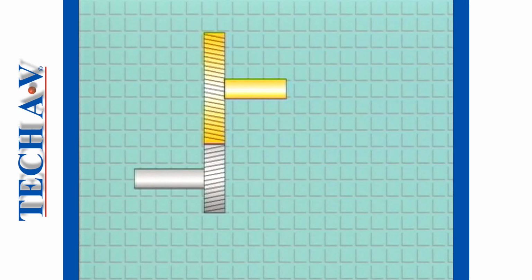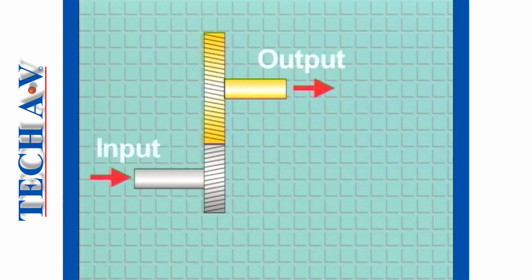A single reduction, as mentioned before, consists of one input gear, which we normally call a pinion, and one driven gear, often called the output gear. This terminology applies to spur, helical or bevel gear types.